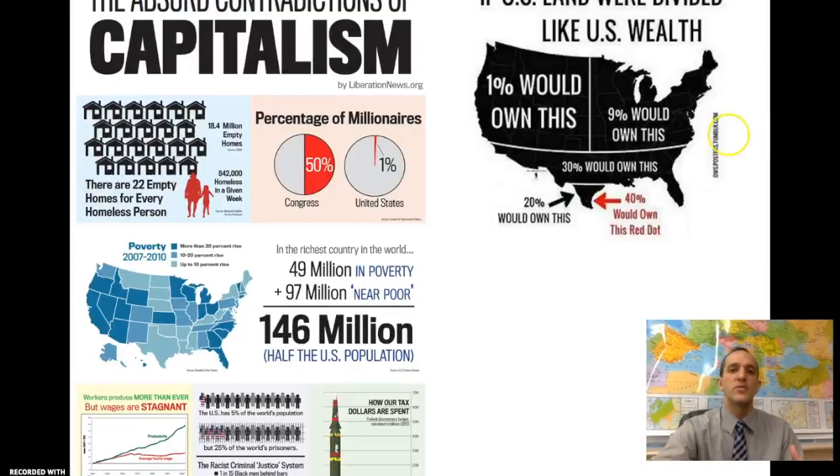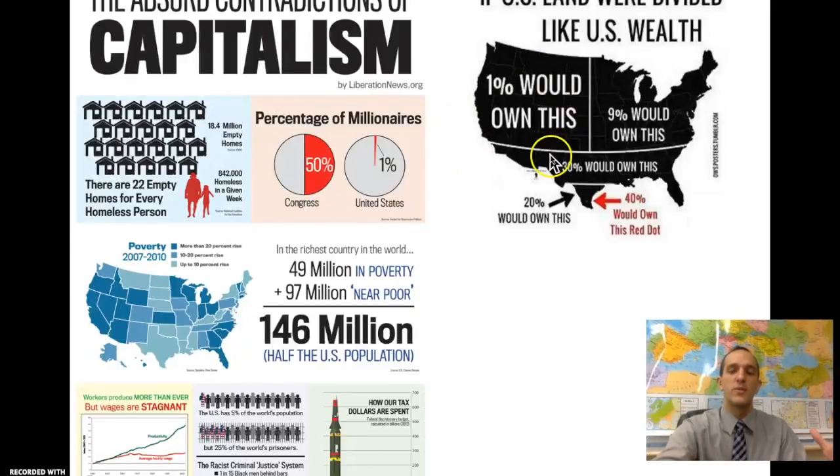Just a couple things to point out, and this is something a socialist would tell you. There are some absurdities and contradictions in capitalism. For example, here we go. If the U.S. land were divided by wealth, 1% would own this, because a lot of people say that the inequality of wealth today in the United States, this is synthesis, is very similar to what it was in the Industrial Revolution.